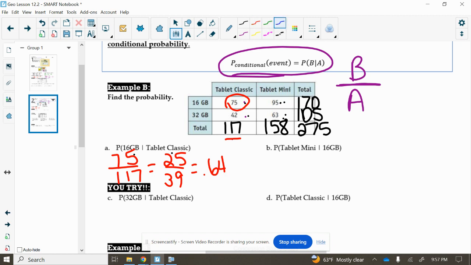Okay, again, our category here is how many of these are tablet minis given that they are 16 gigabyte tablets. Well, if we look across this row, there are a total of 170 16 gigabyte tablets. And of those, there are 95 tablet minis. So again, if we simplify, that is 19 out of 34, or about 0.56.